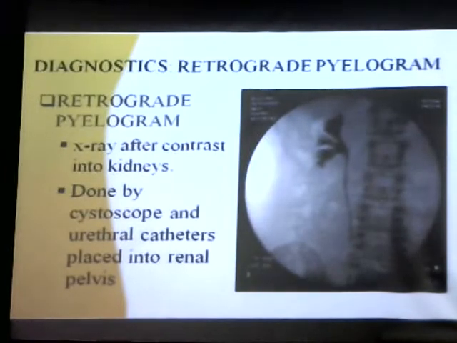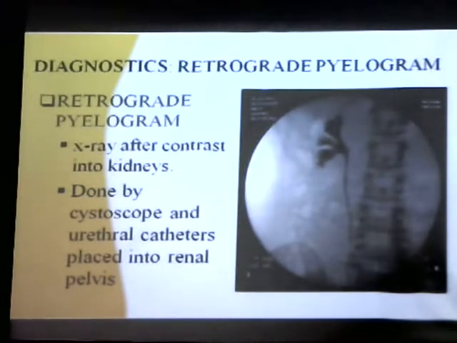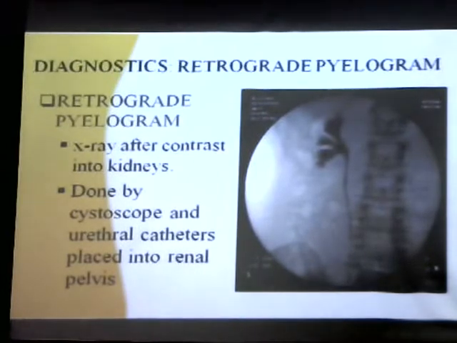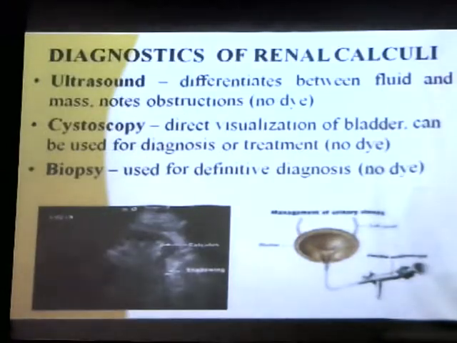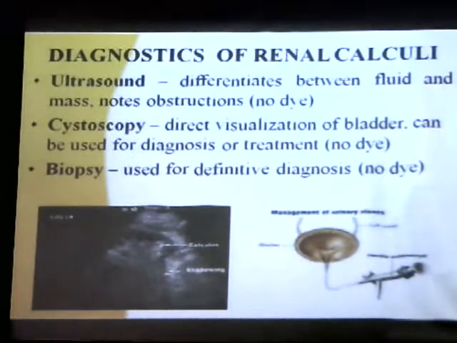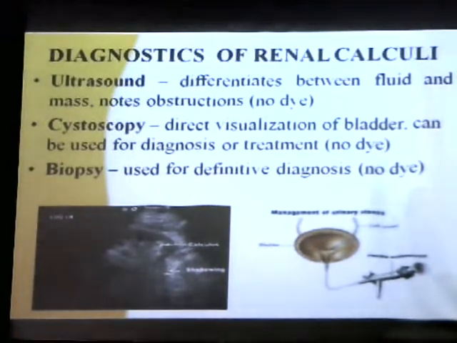Techniques of retrograde pyelogram, that is X-ray after contrast into the kidney, is also done. It is done by a cystoscope and urethral catheter placed into the renal pelvis. This diagram is showing how the renal pyelogram will look like. Ultrasound, where no dye is used. Cystoscopy is done, that is direct visualization of the bladder can be done. And biopsy for the definitive diagnosis of the content of the renal calculi is also done.